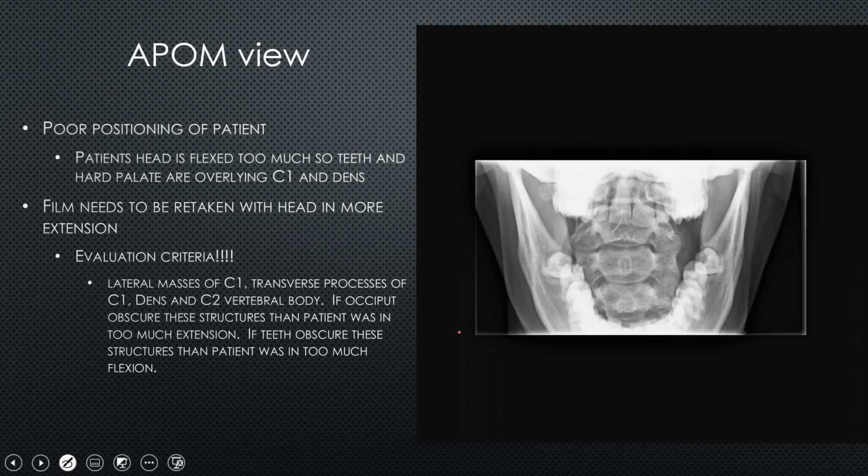So we have poor positioning of the patient. In this view, the patient is flexed too much, so the teeth and the hard palate are overlying C1 and the dens. As you can see, we can't see anything. So the patient should have their head extended a little more. Of course this view needs to be retaken so we can see the adequate anatomy.